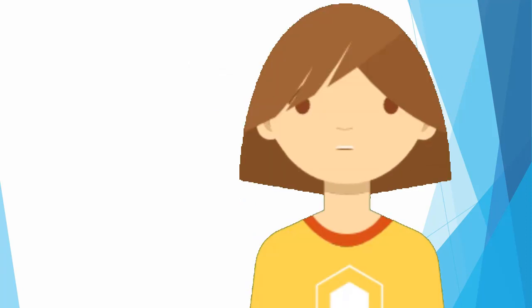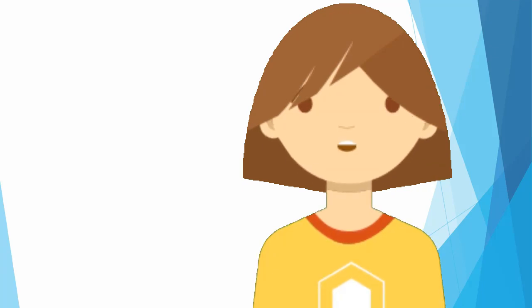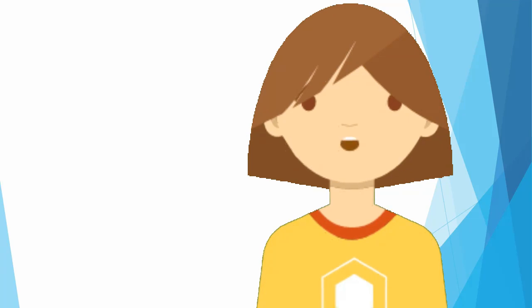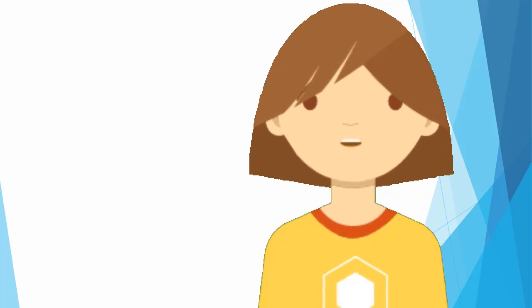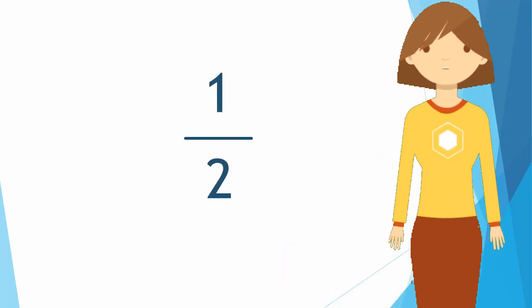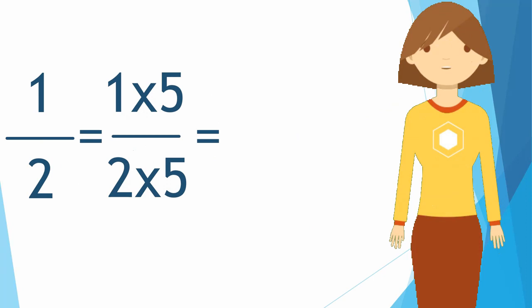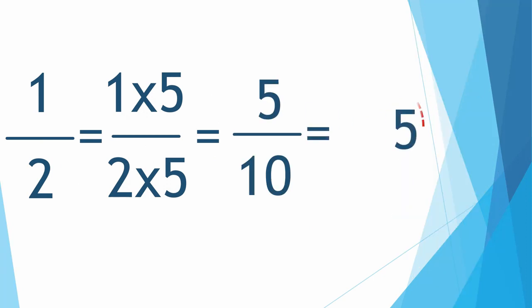Another way to convert a fraction into a decimal is to convert the fraction into an equivalent fraction with denominator 10, 100 or 1000. Then mark the decimal point after one place or two places or three places from right towards left. For example, 1 over 2 can be written as 1 times 5 over 2 times 5, which is 5 over 10. Since the denominator is 10, mark the decimal point after one place from the right. So the decimal equivalent of 1 by 2 will be 0.5.